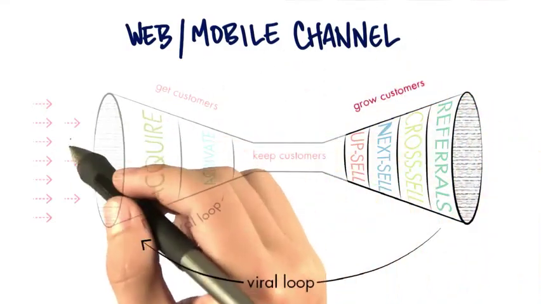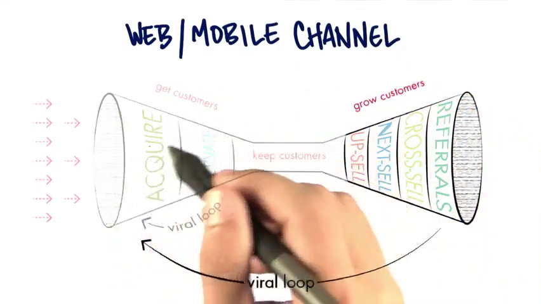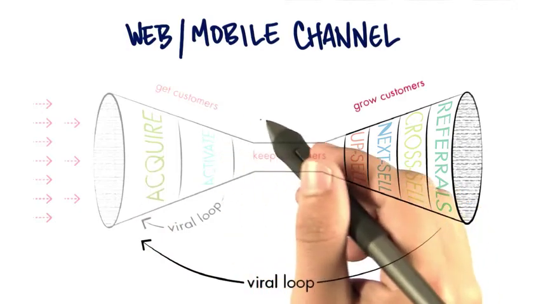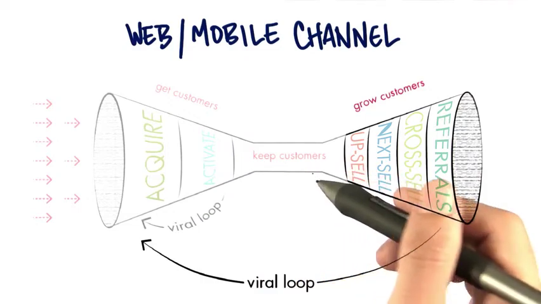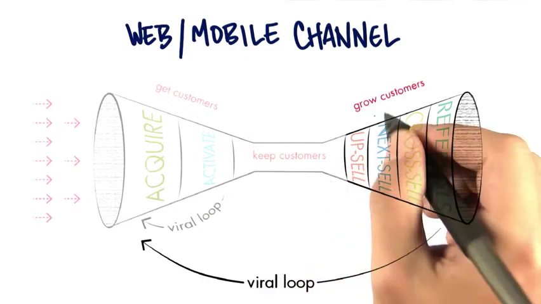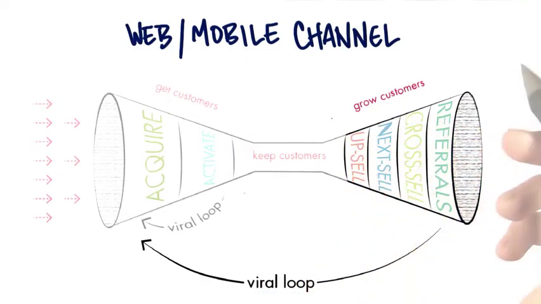So this last step is growing customers for the web mobile channels. Now, if you remember, we started here on the left. We did earned and paid media. We got customers, acquired them, and activated them. We've kept them, trying to keep churn to a minimum. And now we're going to grow customers with a series of activities, just like in the physical channel. Can we upsell? Can we next sell? Can we cross-sell? And we can get referrals that will get us a viral group.